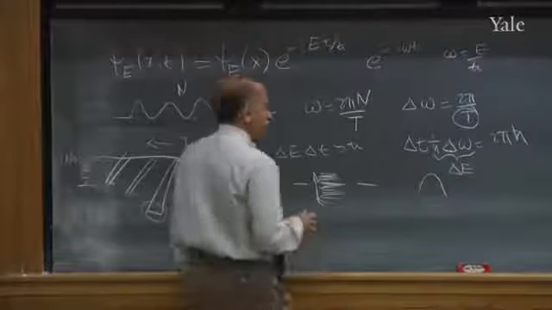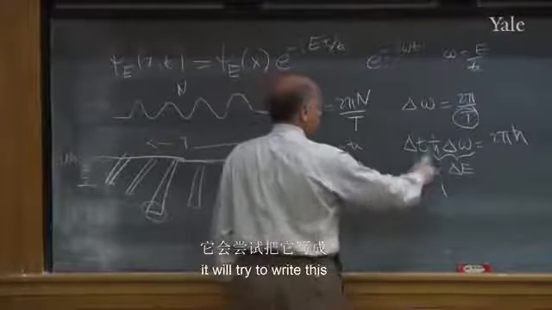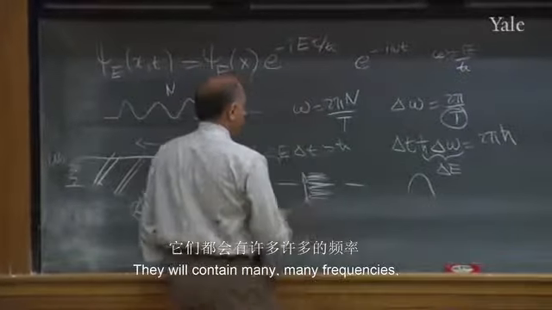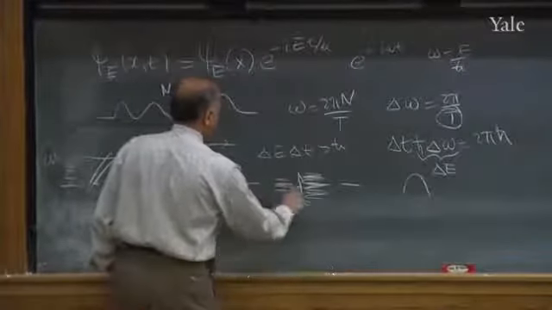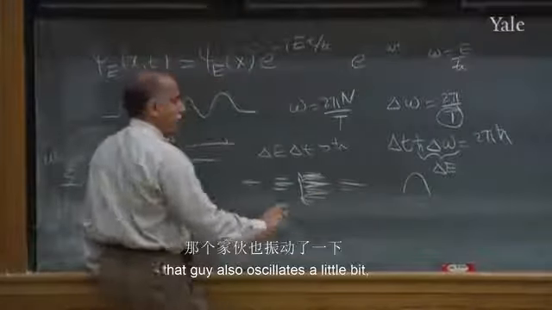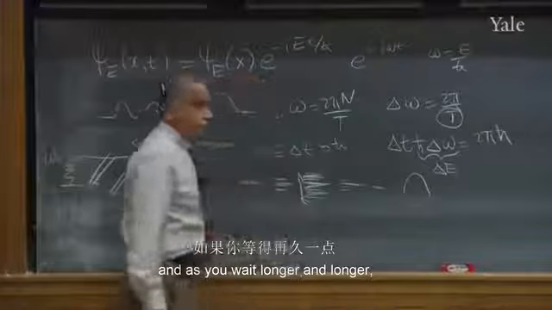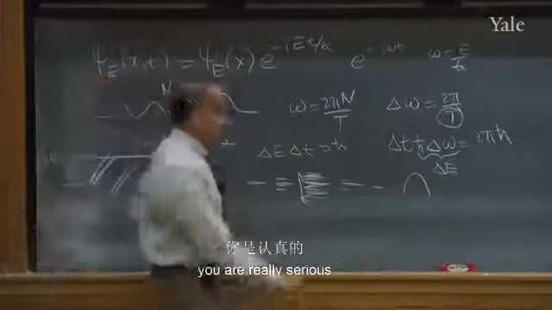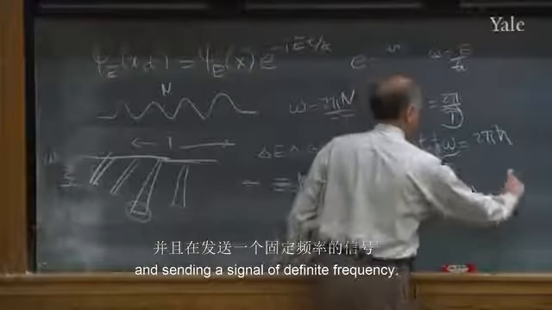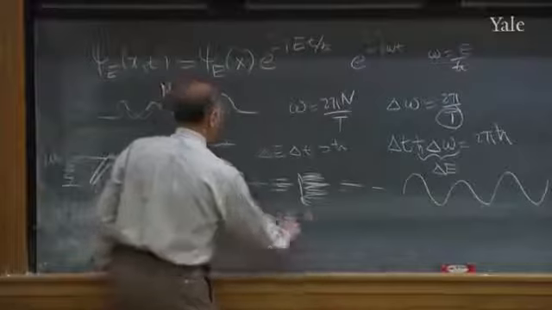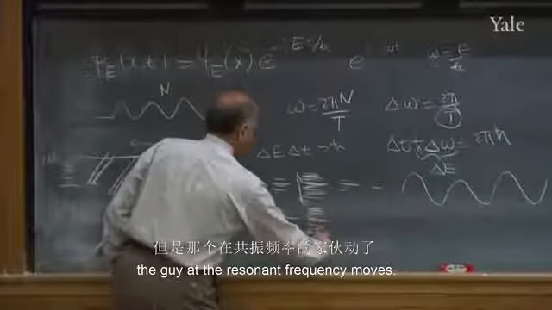So at that time, what it will do is it'll try to write this as a sum of many waves of definite frequency. They will contain many, many frequencies. So what you will find is this guy also oscillates a little bit. That guy also oscillates a little bit. And as you wait longer and longer, the system catches on to the fact that you are really serious and sending a signal of definite frequency. And when it is stabilized, you will find these guys don't move, these guys don't move. The guy at the resonant frequency moves.